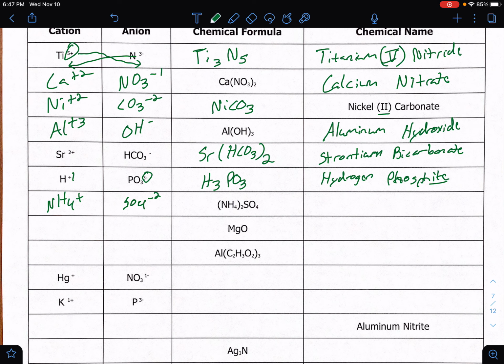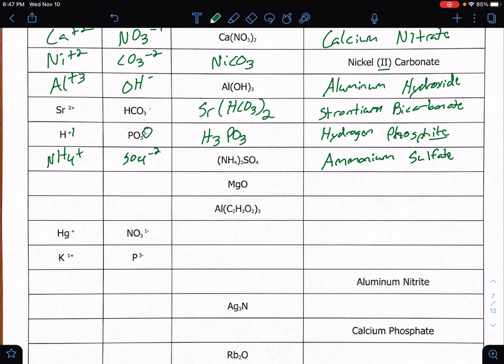Okay, so now my name would simply be ammonium sulfate. Okay, so again, it makes your life so much easier if you know those polyatomic ions. Okay, I'll do a couple more and then we'll move on.